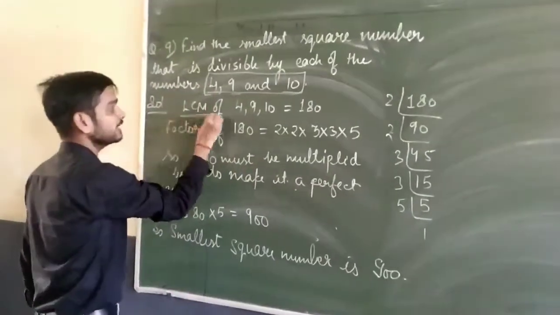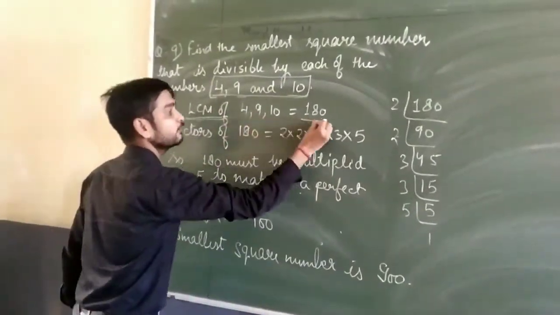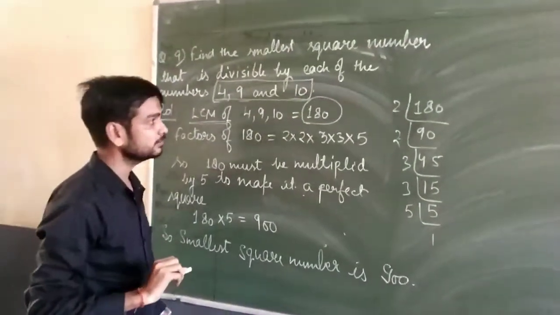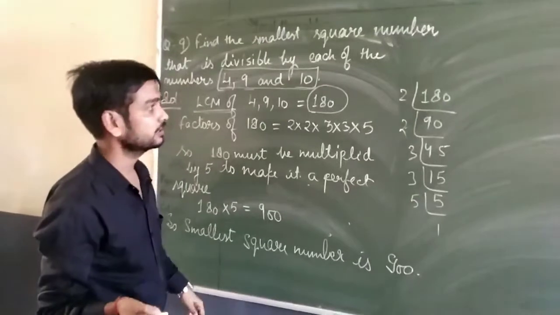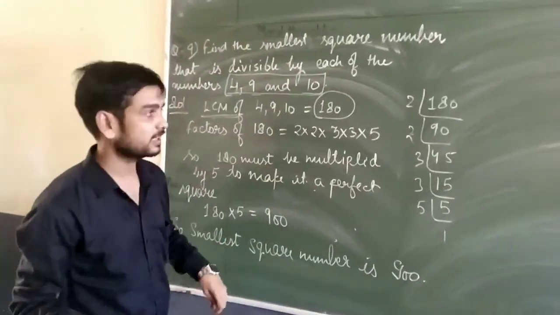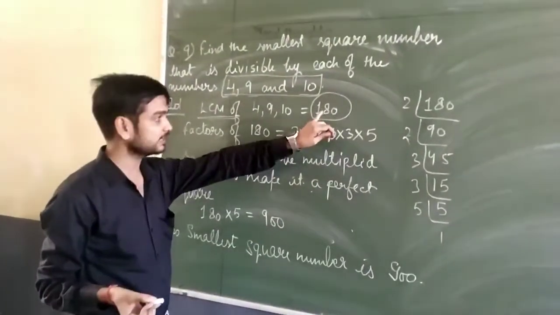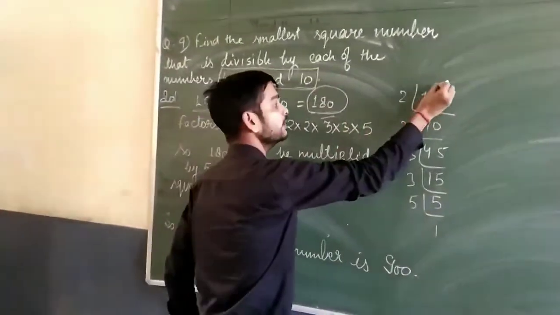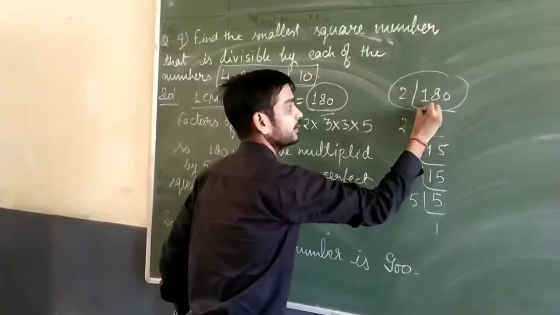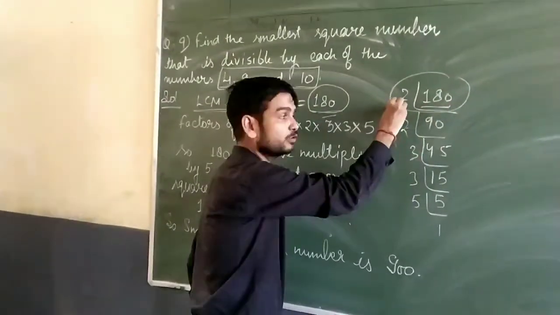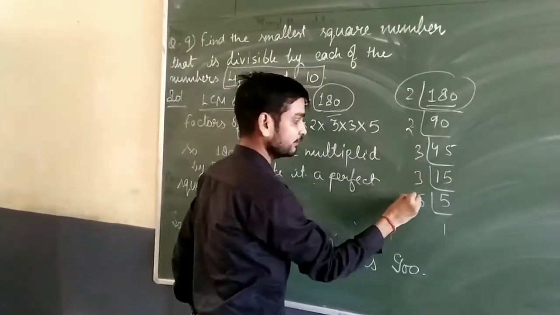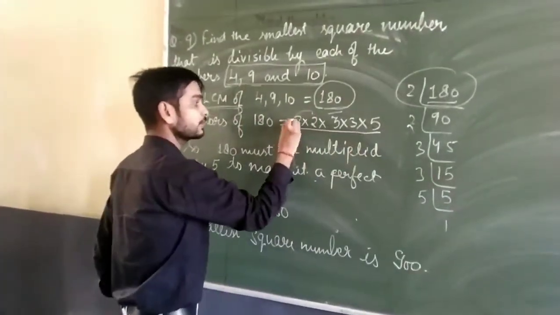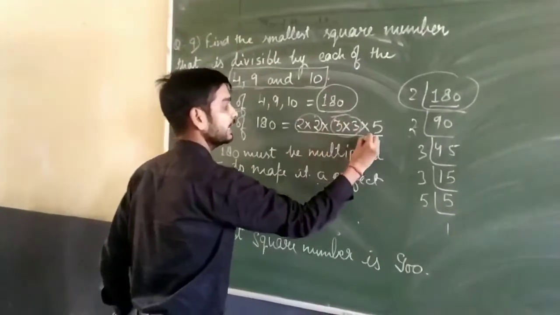What will be the LCM of 4, 9 and 10? 180 will be the LCM. You know how to find the LCM. You learned about it in the last 3 or 4 classes. So firstly we can do the LCM of 4, 9 and 10. Then after finding the LCM, we will do the factors of it. 180 we can do from the table of 2, then 3, then 5. Now we will note all the factors of 180. That is 2 into 2, 3 into 3 and 5.